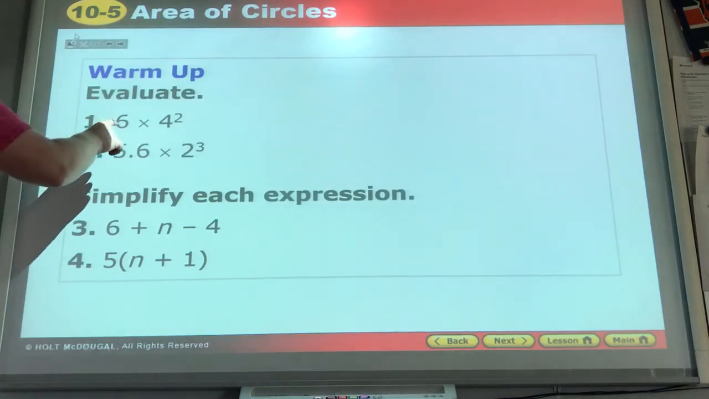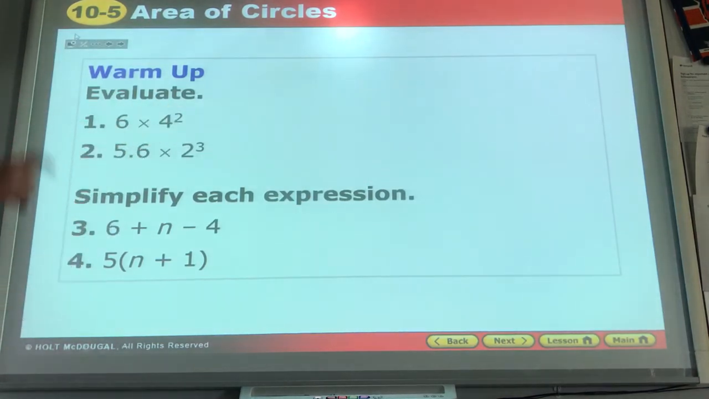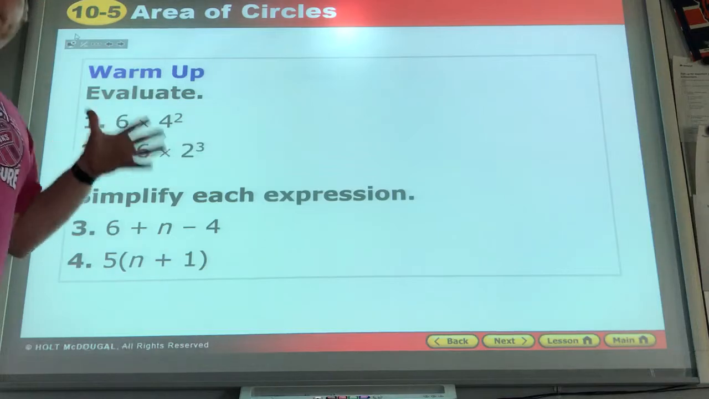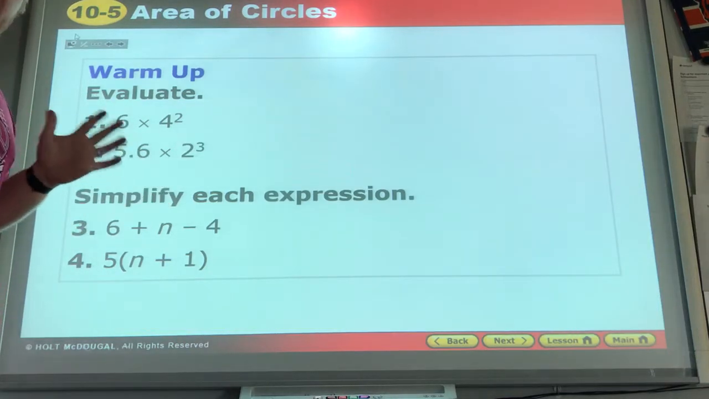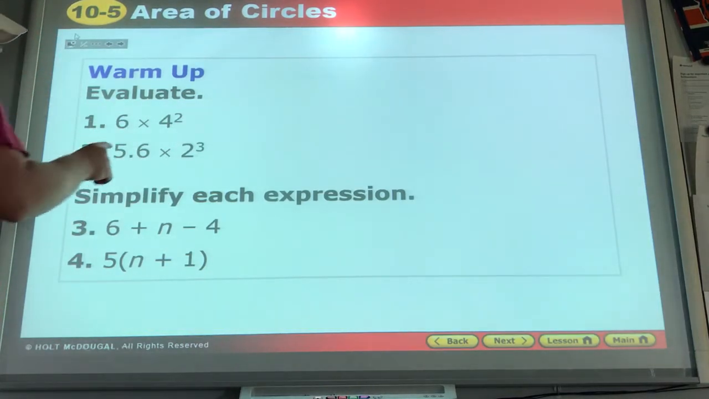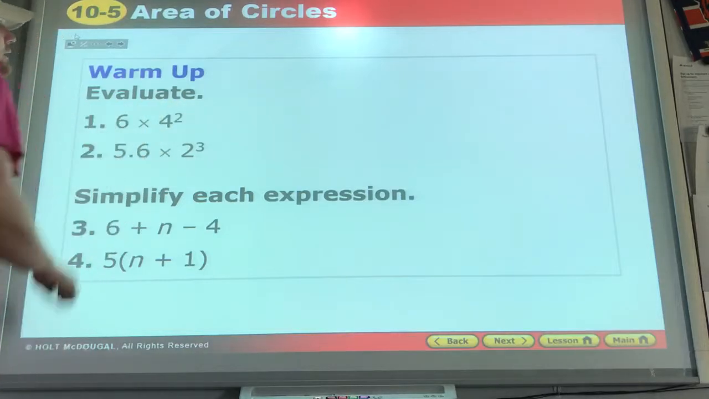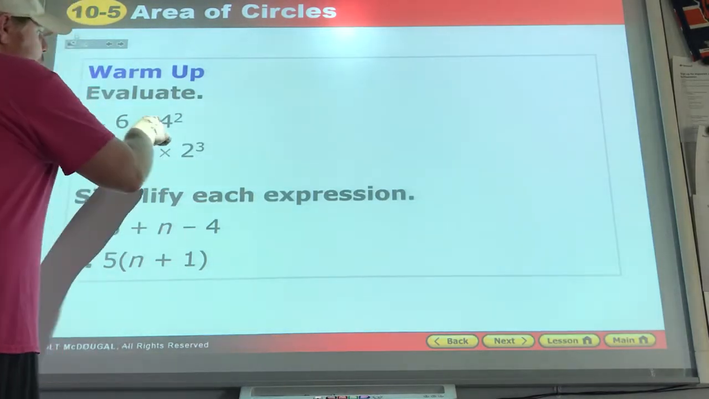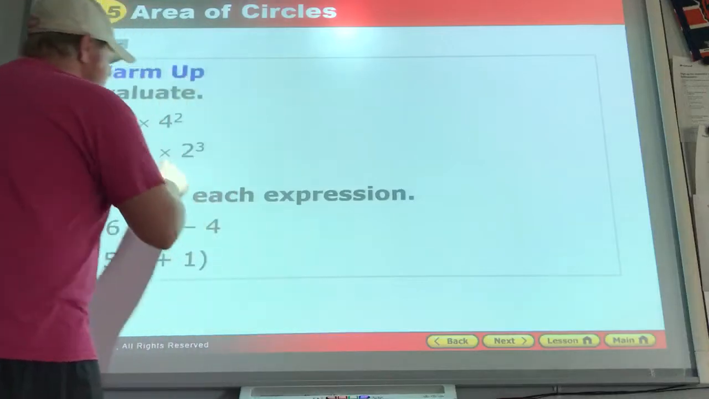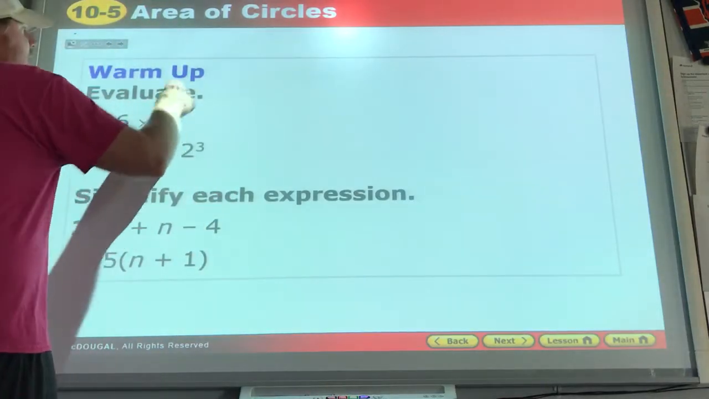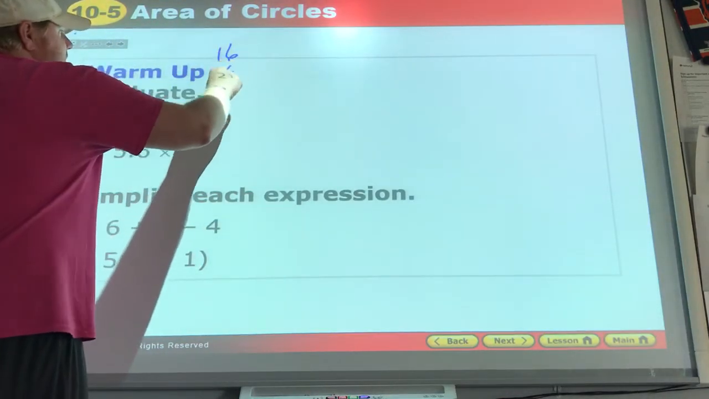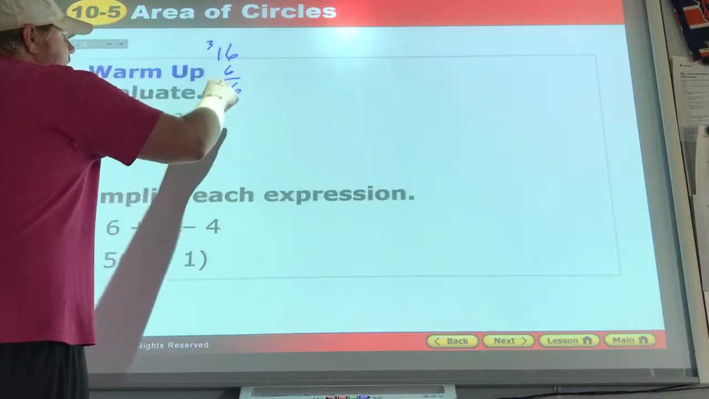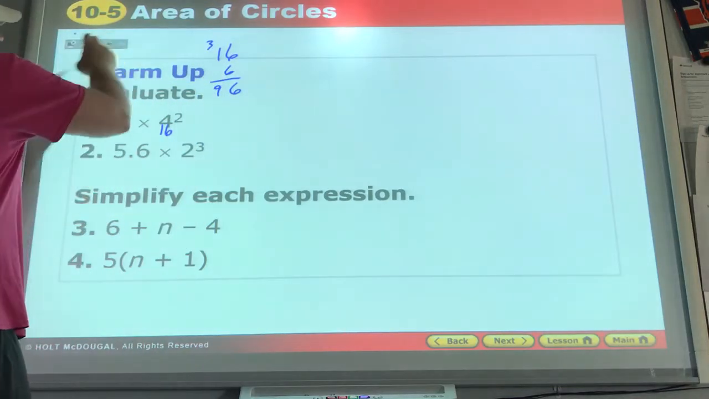Evaluate 6 times 2 squared. We have to remember our PEMDAS chart. You got it at the beginning of the year. One of the first things we have to do is squares first, alright? Or exponents first. So 4 times 4 is 16. Then we can take the 16 times the 6 and get 96.